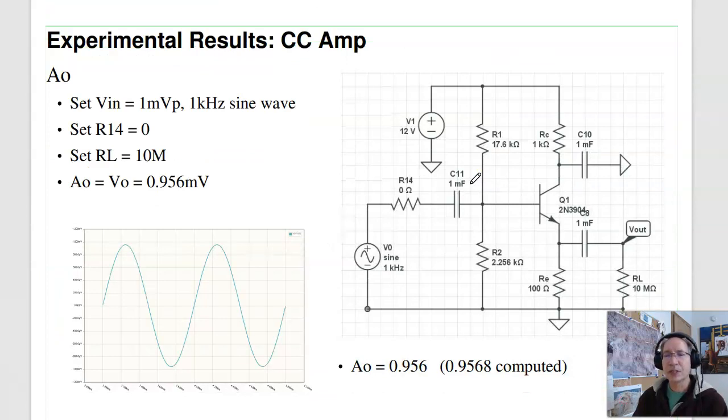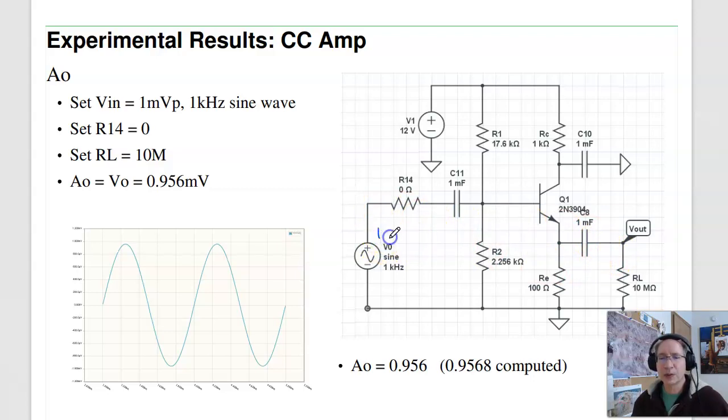In CircuitLab, I can check my answer. Take the circuit, connect it up as a common collector amplifier, so the collector is tied to ground through a capacitor. Now find the gain from the input to the output. First, to find A out, let's make this a 1 millivolt, 1 kilohertz sine wave. Measure the output voltage, and the output voltage is 0.956 millivolts peak. That's A out.